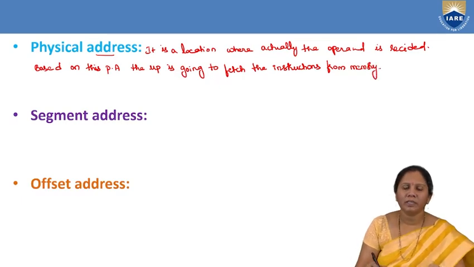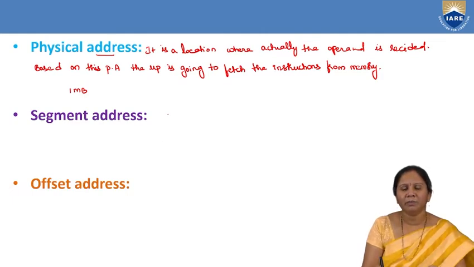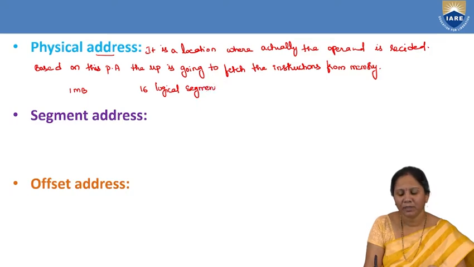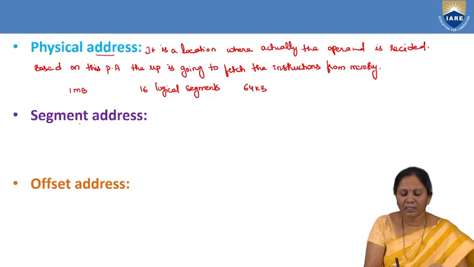Generally, if we consider the 8086 microprocessor, it has 1 MB physical memory. This 1 MB physical memory is divided into 16 logical segments. Each segment is of 64 KB. Now, to calculate the physical address, we will consider the segment address and offset address.